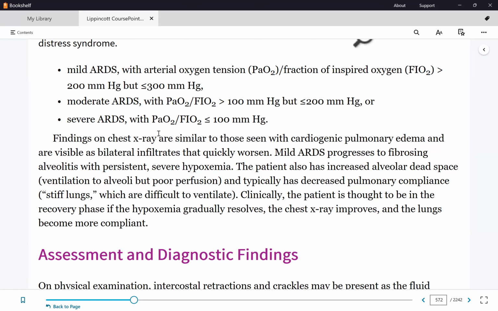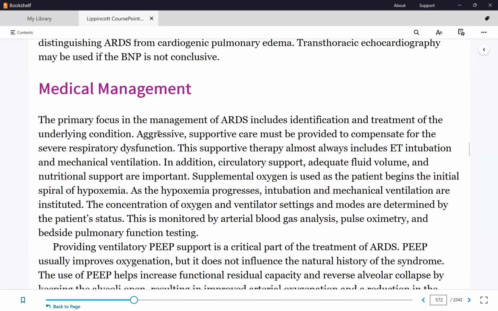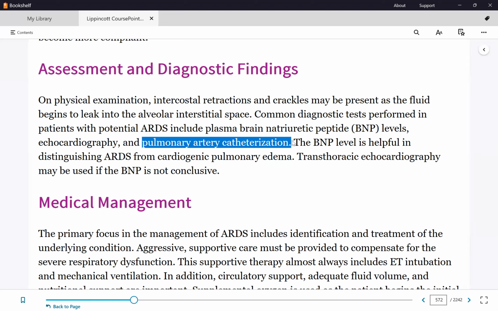Any question on ARDS? Okay, that's it because we already talked about the diagnostic findings. So we said the BNP will be low in ARDS. So there the BNP is normal or low in ARDS, whereas it'll be elevated, of course, in heart failure. And also, if you had the pulmonary artery pressure, then of course it'll be elevated in heart failure, but normal or low in ARDS.